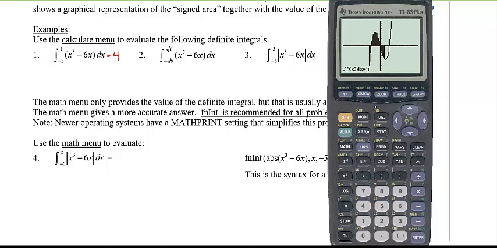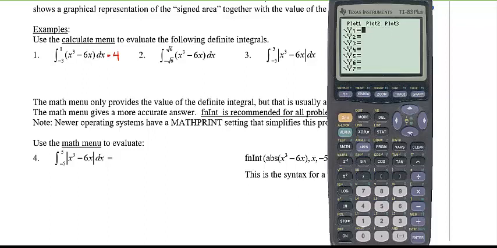This time I'm going to calculate again, because it's the same function. Choose number 7. Lower limit of negative root 6. Upper limit of root 6. Go ahead, do that, and wait a minute. Oh, I forgot to clear it. Oh, I'm so sorry.